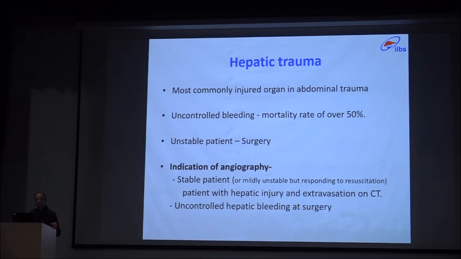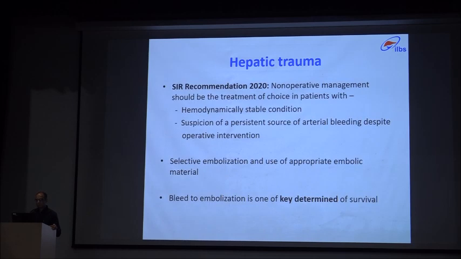preferred choice. However, if the patient is in stable condition or is mildly unstable, that is, improves with IV fluid, we should do a CT, and if active extravasation is seen on the CT, it is the first indication for angio embolization. Sometimes even after surgery, if bleeding is present, then angio embolization has a role.